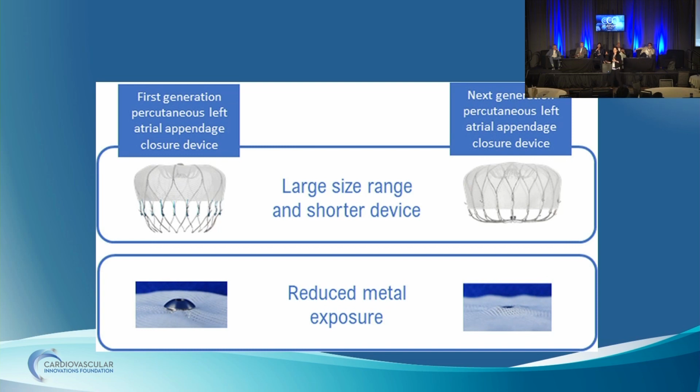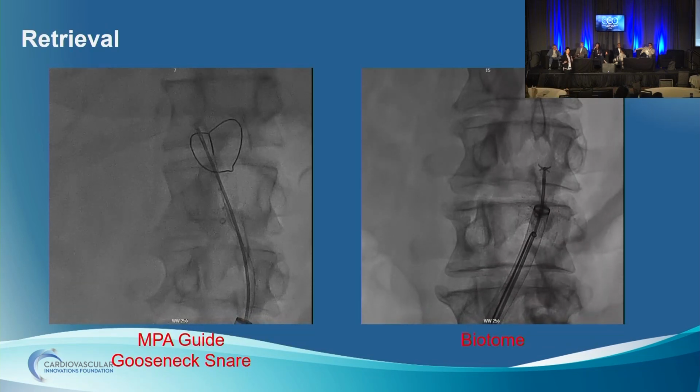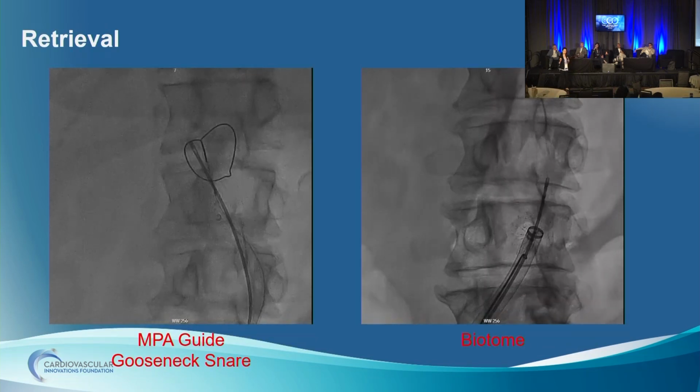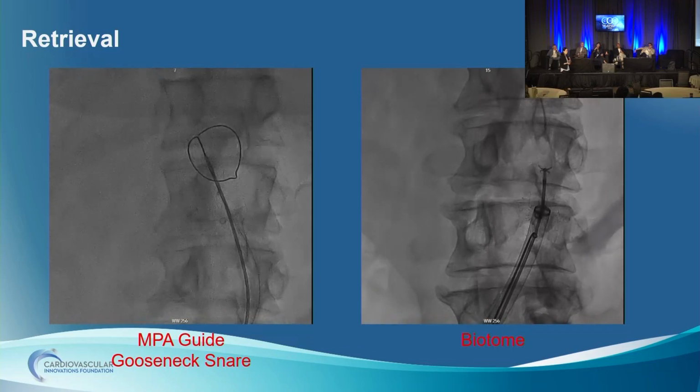One of the big changes from Watchman, the legacy device, to the Watchman Flex device is that they reduced the metal pin, right? So you can't grab onto the pin anymore. That surface is now flat. So what we needed was a Raptor device, which is a forceps device. That wasn't readily available to us in the cath lab at that moment.